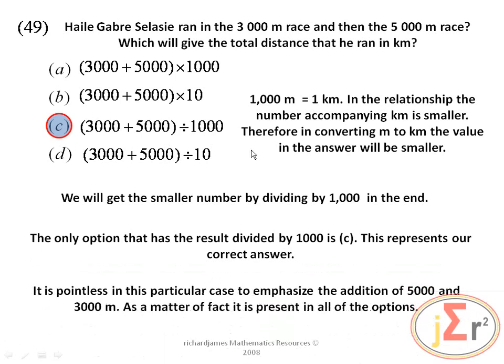So, right. It is pointless in this particular case to emphasize the addition of 5000 and 3000. As a matter of fact, it is present in all the options. So in all the options we have 3000 plus 5000, 3000 plus 5000, 3000 plus 5000. Therefore, the only difference is what we do at the end, which is the division by 1000, and that is what we really need to do in order to get the distance traveled in kilometers.